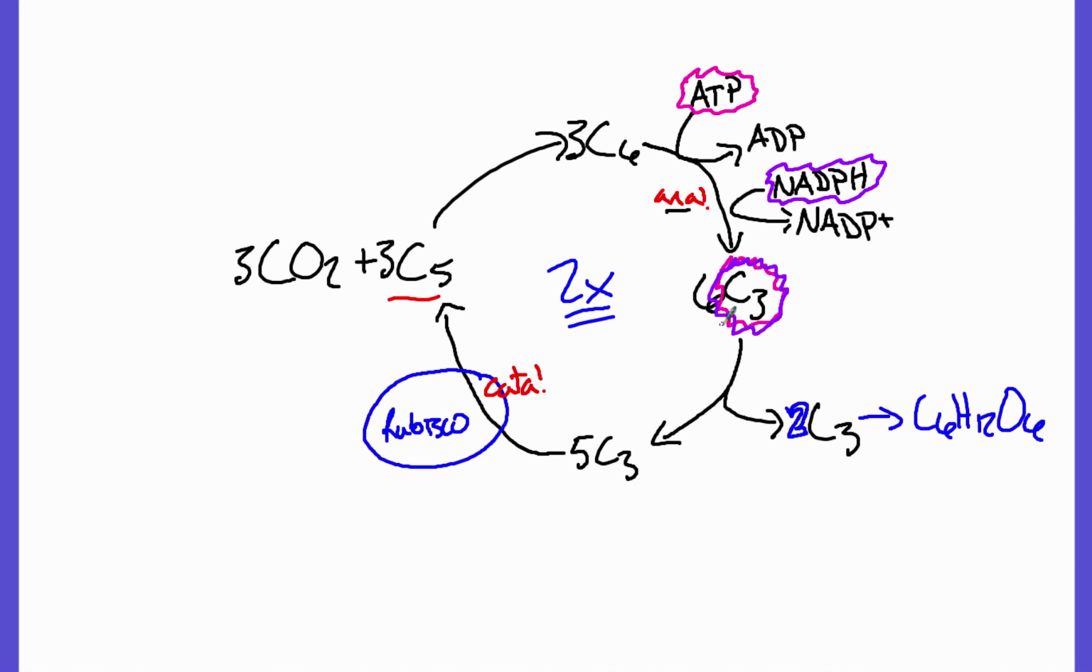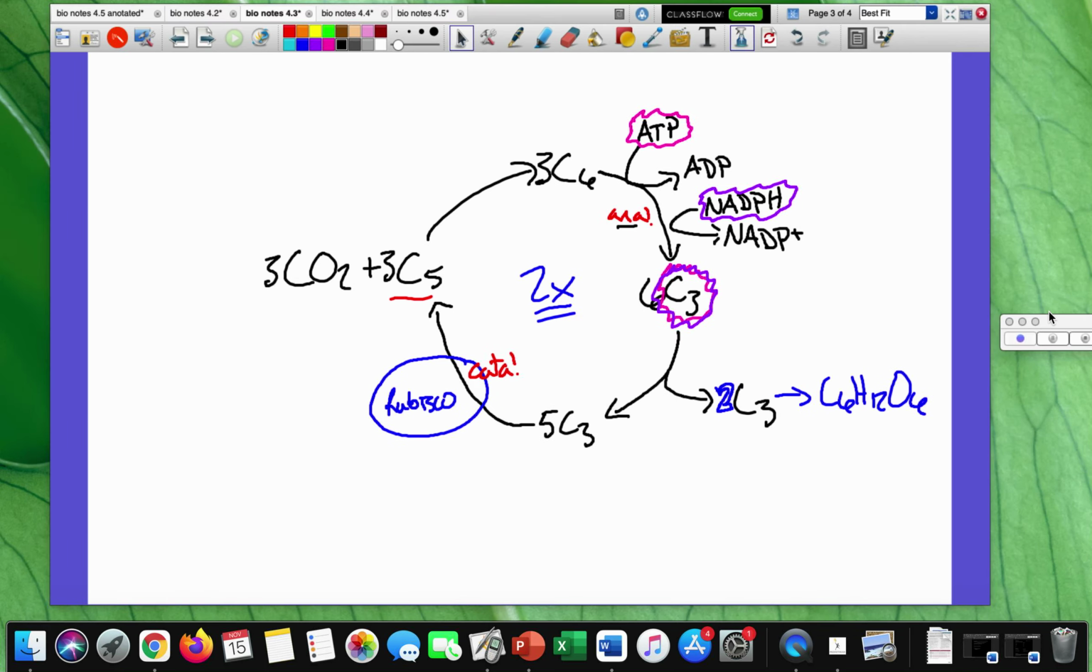I need the Rubisco to do this more than once, and I have to do it at least twice to get 1 glucose, but I'm going to do it millions of times, right? So Rubisco is important to keep this going. So that should be good enough for this video.